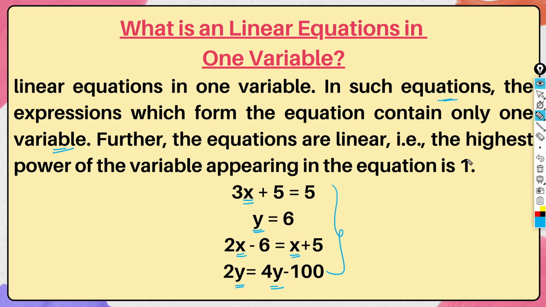Further, the equations are linear. That means the highest power of the variable appearing in the equations is 1. So here x has only power 1. Here also y is y power 1, x power 1, x power 1, y power 1, y power 1. So the only rule is it should have only one variable and the highest power of the variable should be 1. Those equations are called linear equations in one variable.